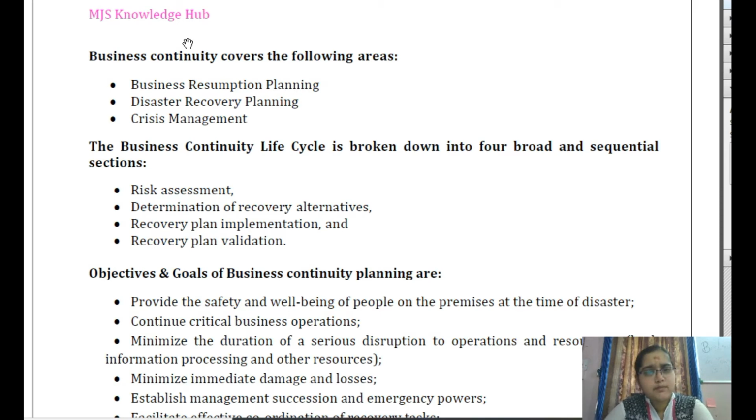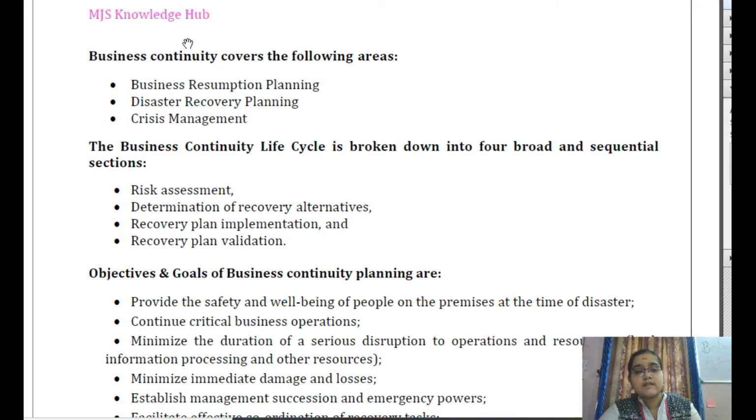So how is this business continuity viewed? Is it only a one-time process or is it a continuous process? Generally, business continuity is a continuous process, and it is termed the business continuity life cycle. Why? Because every time we assess the risk, we do a risk assessment, we discover the recovery alternatives by finding the level of risk. We develop a recovery plan and implement it, and then go for plan validation. So every time a risk assessment is taken, once the risk is identified, we determine the recovery strategy for that risk.